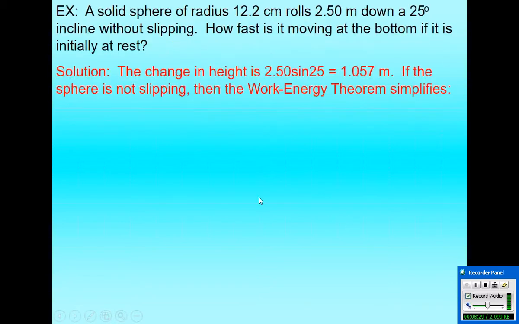Let's take a look at an example. We have a solid sphere with a radius of 12.2 centimeters. It rolls down a length of 2.50 meters that is inclined at an angle of 25 degrees. The sphere rolls without slipping. That's actually kind of important, and I'll explain why as we go through the solution. And the question is, if it is released from rest, how fast is it moving at the bottom?